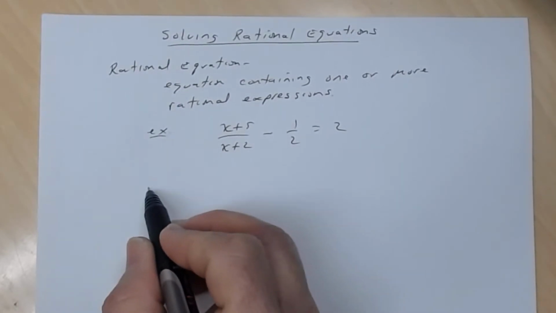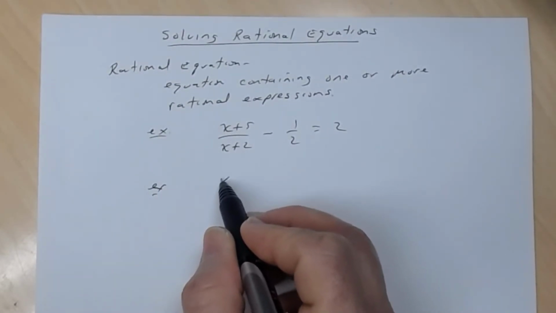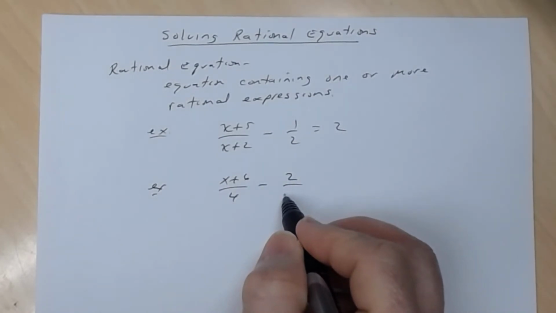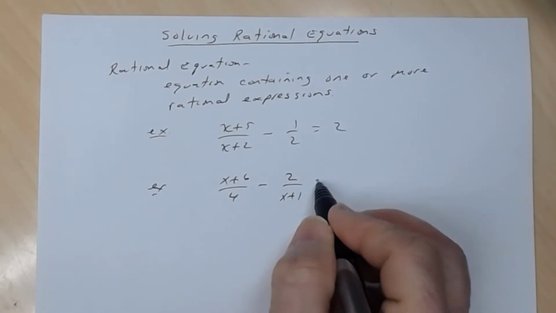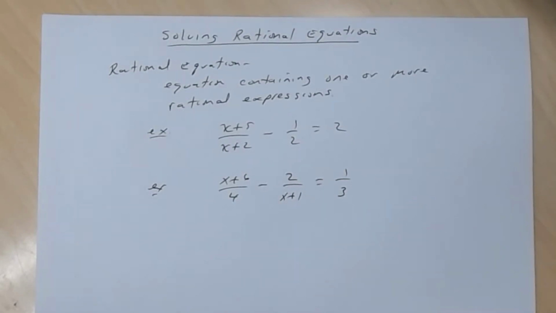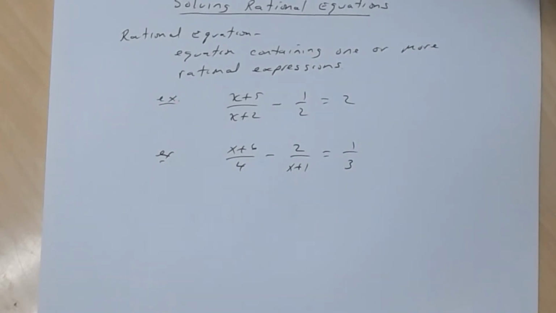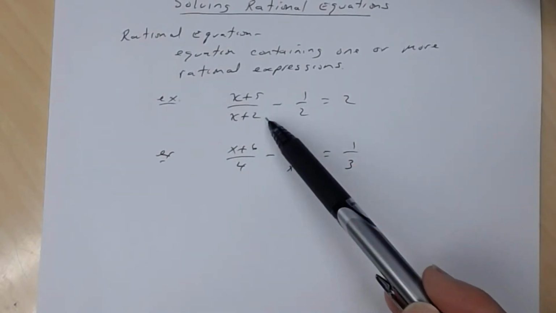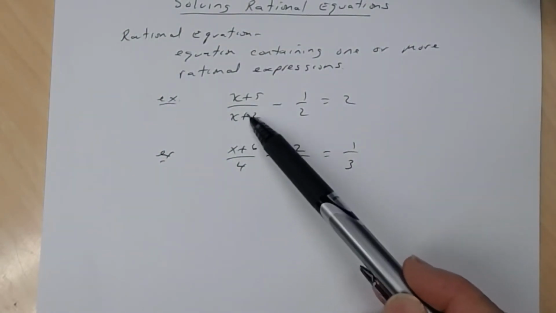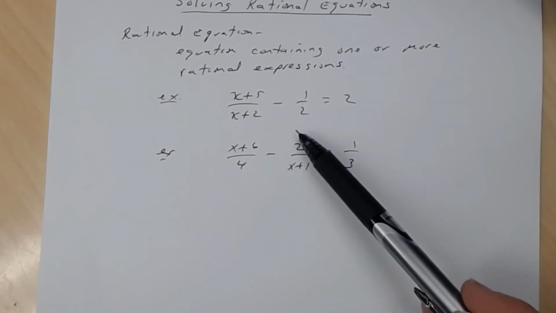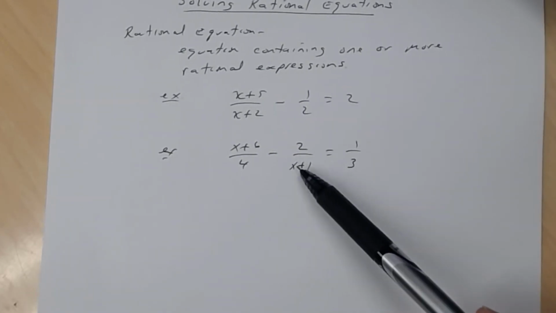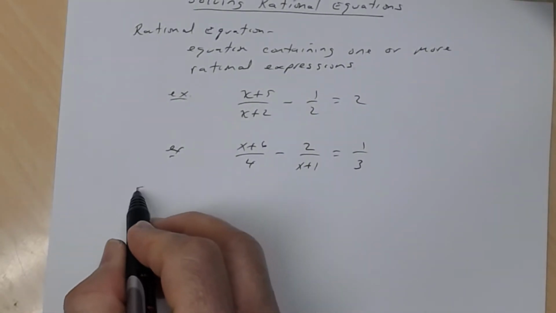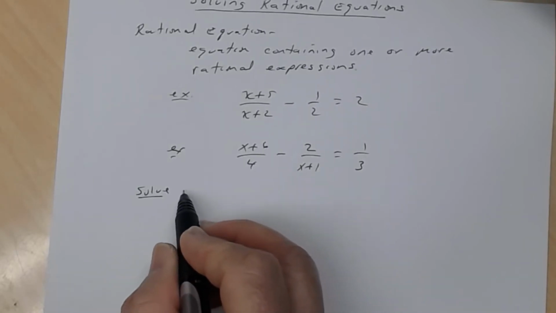Another example would be something like x plus 6 divided by 4 minus 2 over x plus 1 equal 1 over 3. That would be another example of a rational equation. So notice that in these two rational equations, if you look at the denominators, they contain variable expressions. So this is a variable expression, this is a numerical expression, but sometimes it does contain variable expressions. So we're going to start out with solving a very simple rational equation.